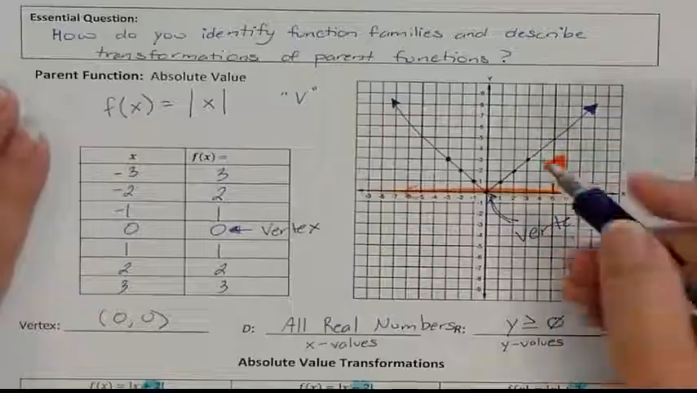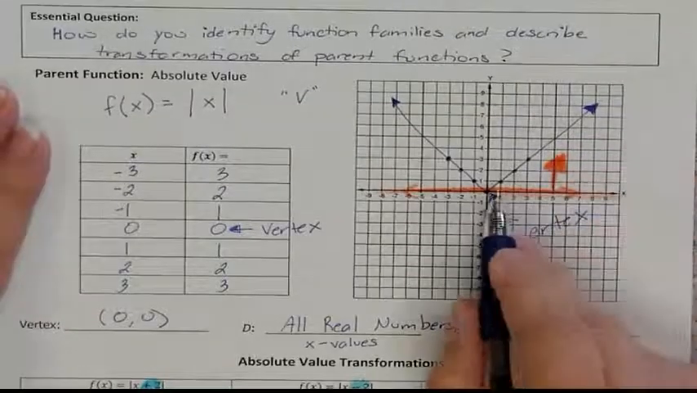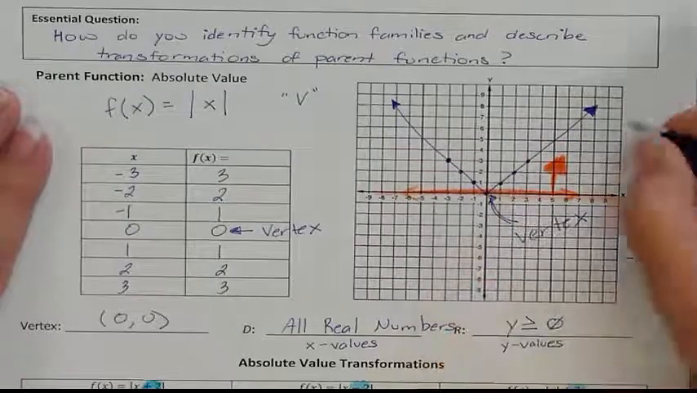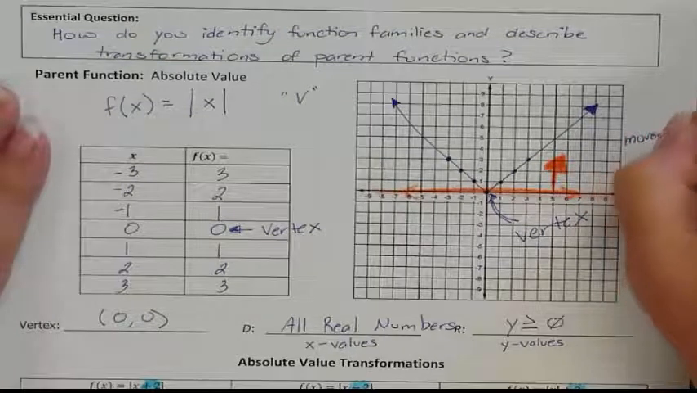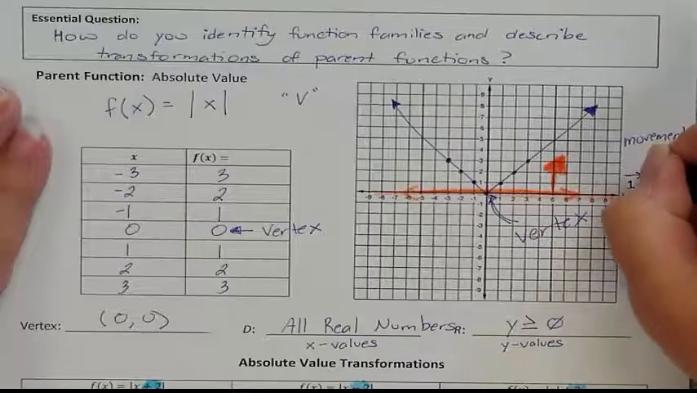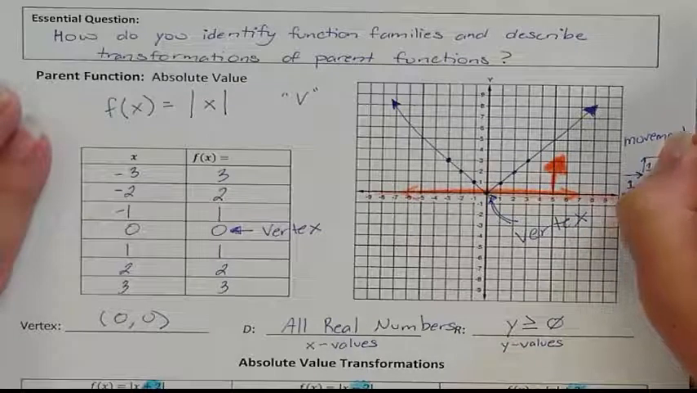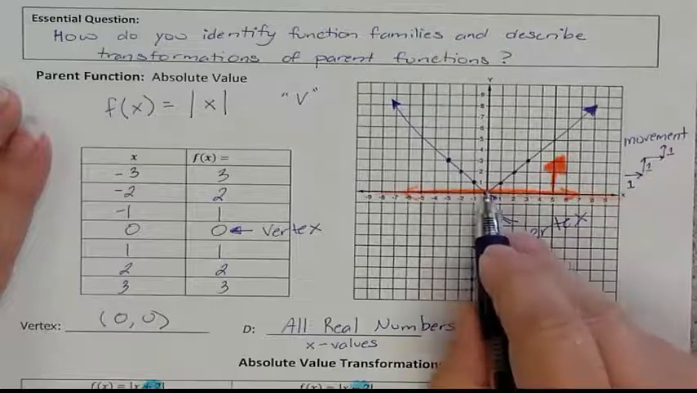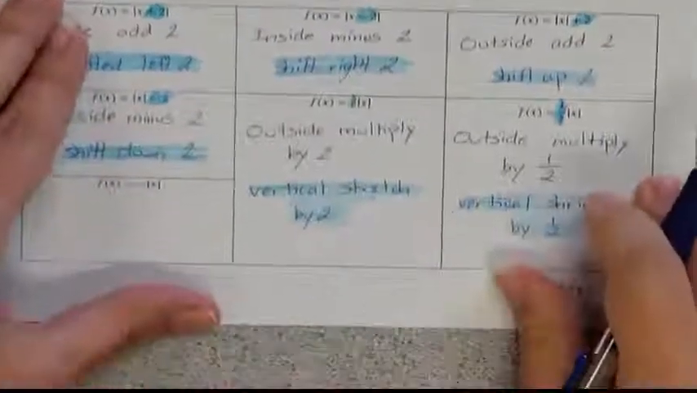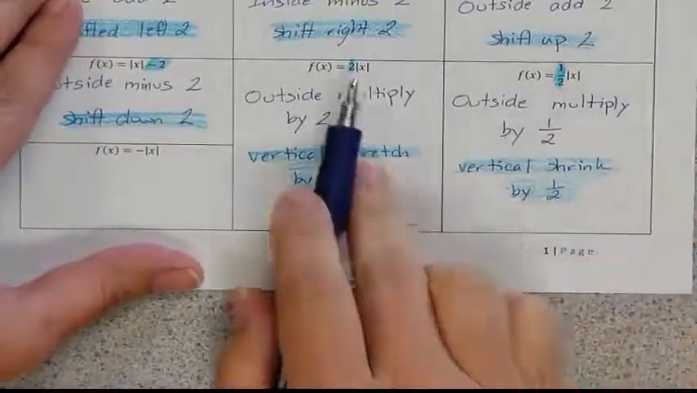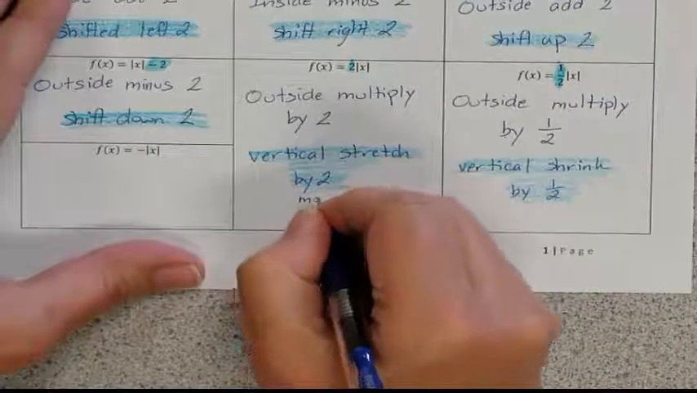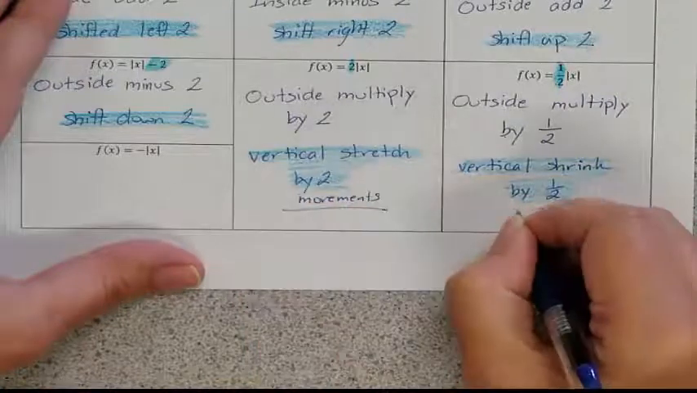Back up here, I noticed that there's this particular movement that happens. If I went to the right 1, I went up 1. Right 1, up 1. Right 1, up 1. So there is a special movement that happens with the parent function. Every time you go right 1, you end up going up 1. So it was right 1, up 1, right 1, up 1 to make your absolute value. Well, now that we are multiplying by 2 or by a half, that up and over is going to change. So we need to talk about our movements.